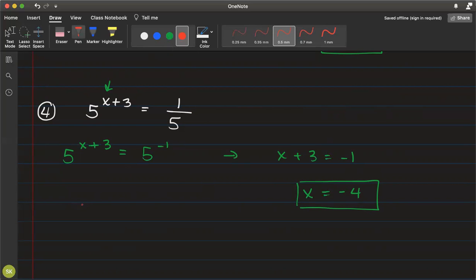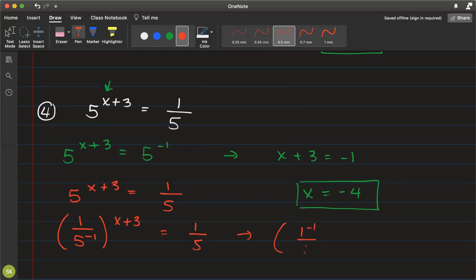So the other way you could do this, here's the problem again, is you can write 5 as 1 over 5 to the negative 1. That's what I mean. 5 is the same thing as 1 over 5 to the negative 1, because when you have a negative exponent, you can put it up in the numerator by changing this to a positive. This way is a little more complicated. 1 is the same thing as 1 to the negative 1. So from here, you have 1 to the negative 1 over 5 to the negative 1.